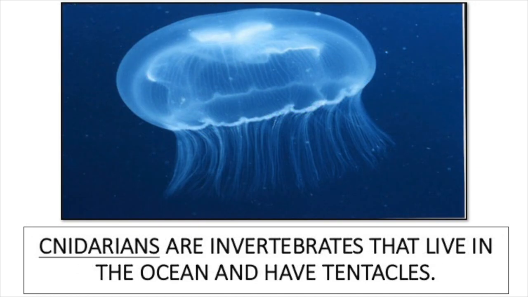Another one, cnidarians. Very hard to say. Cnidarians are invertebrates that live in the ocean and have tentacles. Yes, cnidarians is the name of the group of animals. And what type of animal is this? Jellyfish. So jellyfish is an example of a cnidarian.